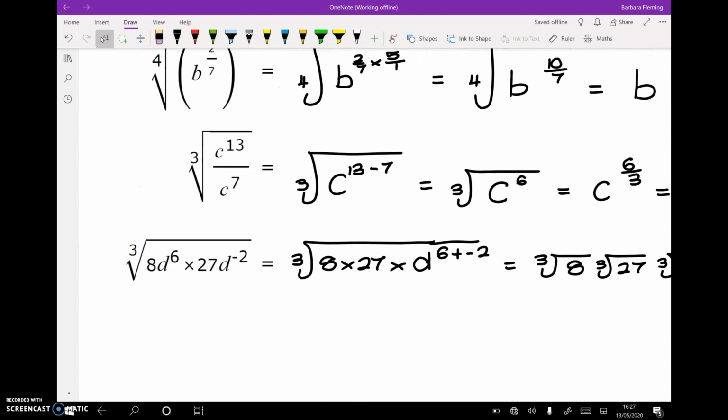So give that page a go now, and then see if you can go and get going on page 2 of the MyMaths.